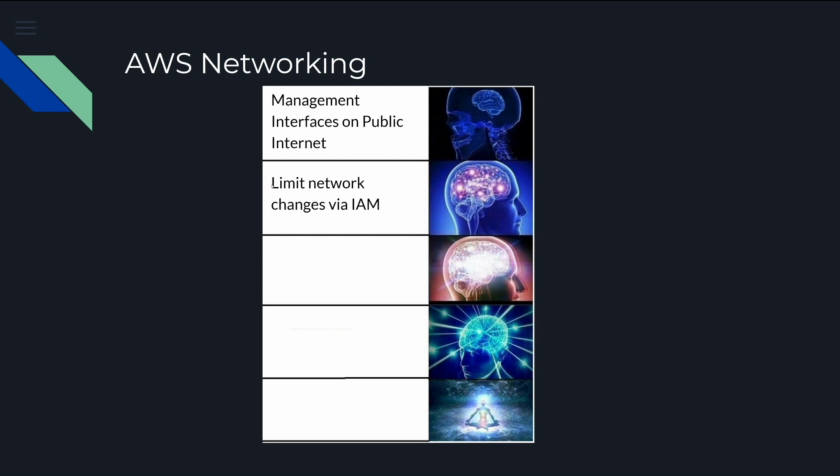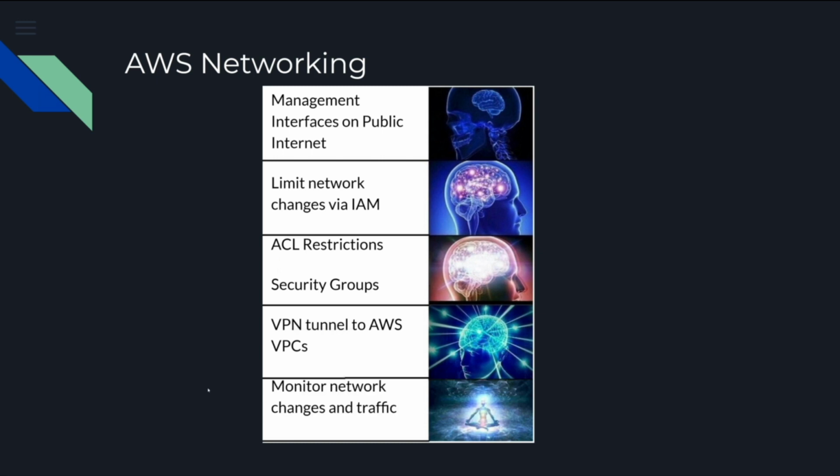Get a more human brain. You want to start limiting your network changes via IAM. And this one's a little counterintuitive. It's like, okay, well, why am I doing this? Well, you're doing this because only the network team should be able to do this type of change. You should not have regular IT people or developers changing network stuff in a production environment. And then the next step is you want to start ACL restrictions, security groups, getting a little bit more scalable. And then the next thing is VPN tunnels to AWS, so that you can only access your AWS cloud networks via VPN tunnels that you've established or that are well monitored and looked at. The last step is monitor network traffic changes and traffic.